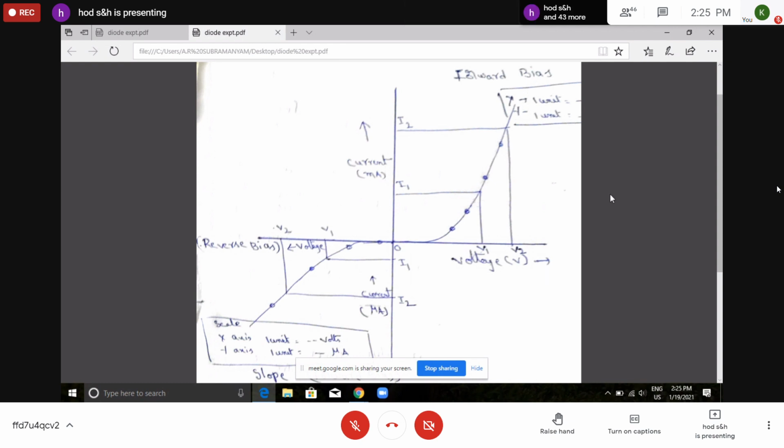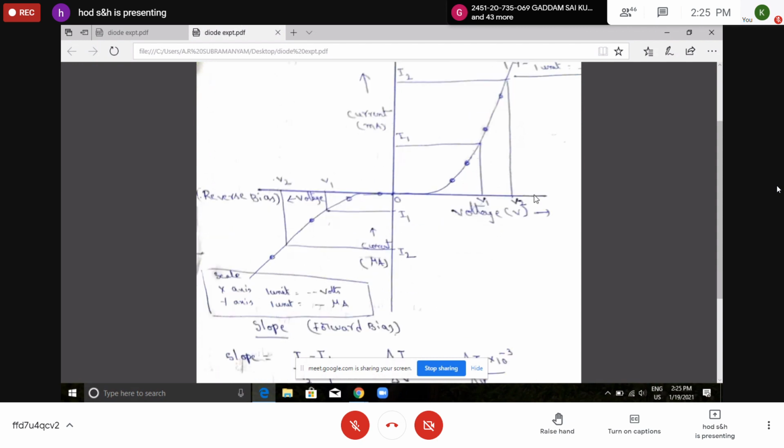To find the slope, you have to select 2 points on the curve other than the experimental points. So these 2 points I took. This is the corresponding voltage named V1, and this is the corresponding voltage named V2. And this is the corresponding current I1, and this is the corresponding current I2. So once you get the curve, with the experimental points represented with dots, you should select 2 points and note down the corresponding voltage and current values V1, I1, V2, I2.